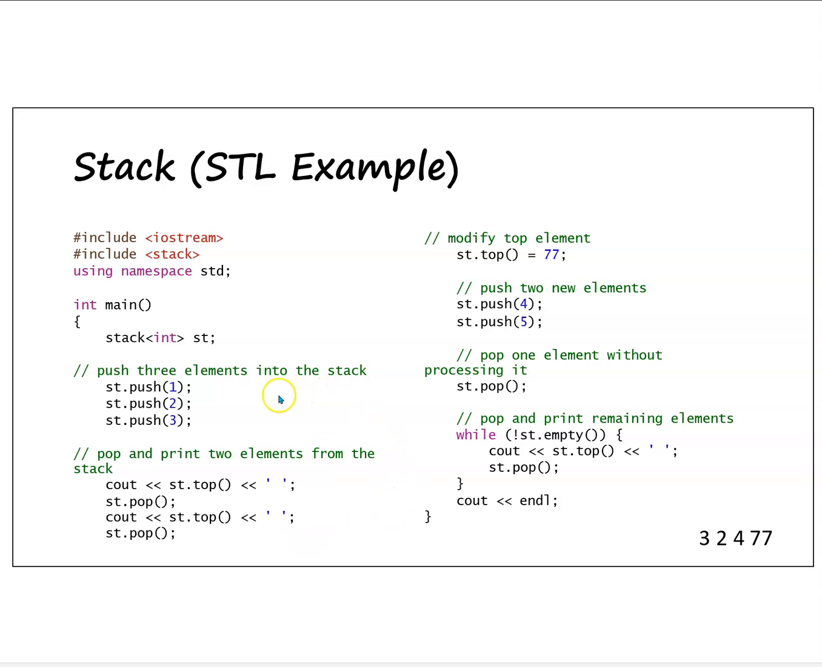Pop and top have undefined behavior if the stack is empty. So here's a very simple example. We push 1, 2, and 3 on the stack. We're going to print out the top, which would be 3, because remember it's a LIFO. We're going to pop it, and then we're going to print the next item, which would be 2, which is also a LIFO. We pop it. We're going to modify the remaining element and make it 77 instead of 1. We're going to push 4 and 5, so 5 would now be on the top of the stack. We're going to pop the first one, and then we're going to go through and print the rest, which would be 4 and 77.